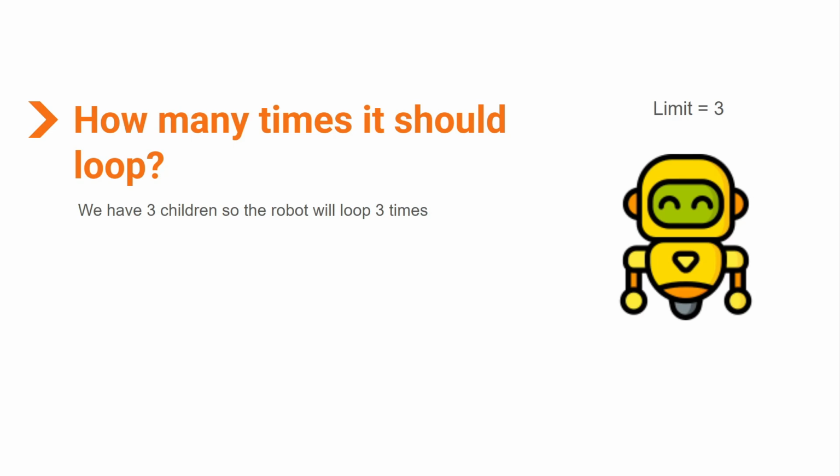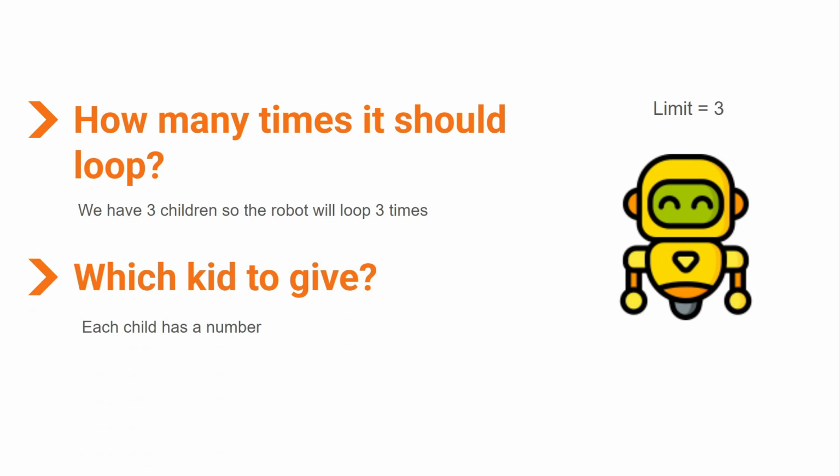But we need to ask and answer a second question, which is which kid to give to. The robot does not recognize faces. He does not have eyes or a camera to recognize faces. He only knows numbers. He knows the kid by his number. So each kid has a number, right? He will start from 1, going from 1 to 3. So the second information we are going to install in his memory is the child number, which is in this case equal to 1.